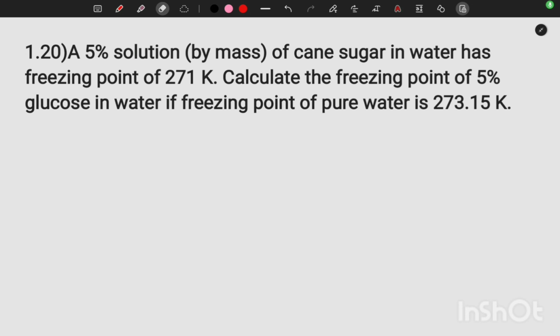A 5% solution of cane sugar in water has a freezing point of 271 Kelvin. Calculate the freezing point of 5% glucose in water if freezing point of pure water is 273.15. So case 1 for cane sugar.